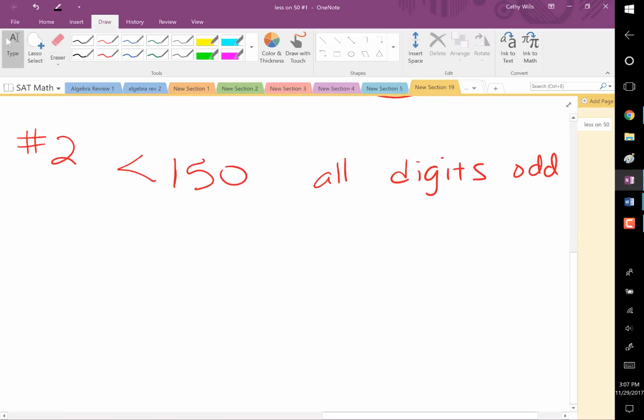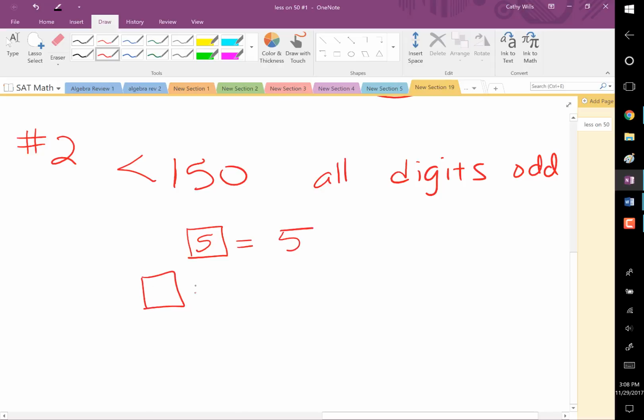All right, so on this one, we're going to have to talk about 1-digit numbers, 2-digit numbers, and 3-digit numbers separately, because we don't just know how many digits the number can have. We know it has to be less than 150, and that includes all the 1-digit numbers, 2-digit numbers, and 3-digit numbers up to 149. So let's just talk about the 1-digit numbers first. All the digits have to be odd, so there are only 5 choices: 1, 3, 5, 7, or 9. That's 5 possibilities.